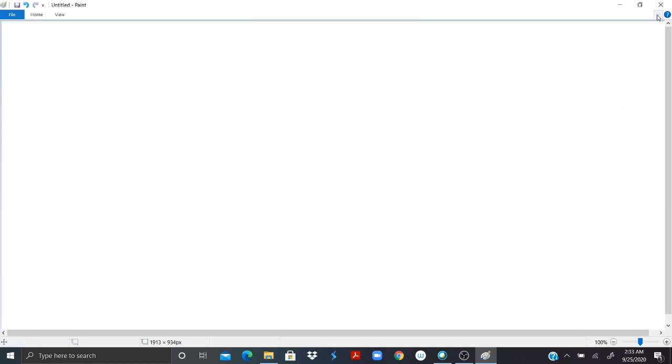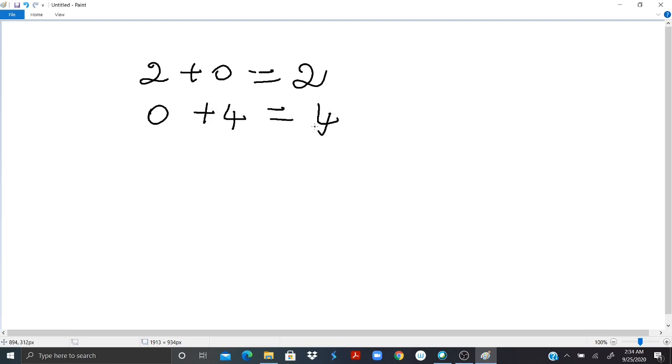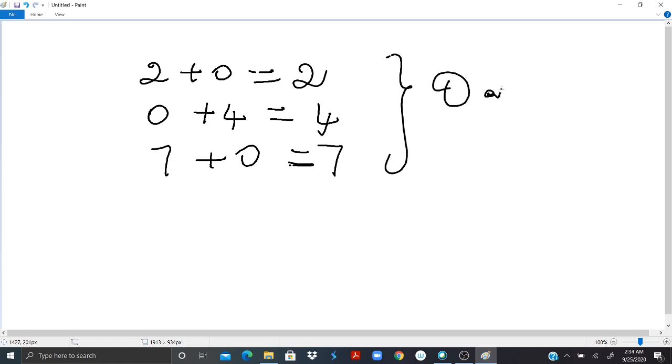Second, let's look at another set. Let's add 2 and 0. That will give us 2. If we do 0 plus 4, that will give us 4 back. If you do 7 plus 0, we should have our 7 back. So any whole number plus 0 or 0 plus any whole number should return the same whole number. And therefore, we call 0 the additive identity.